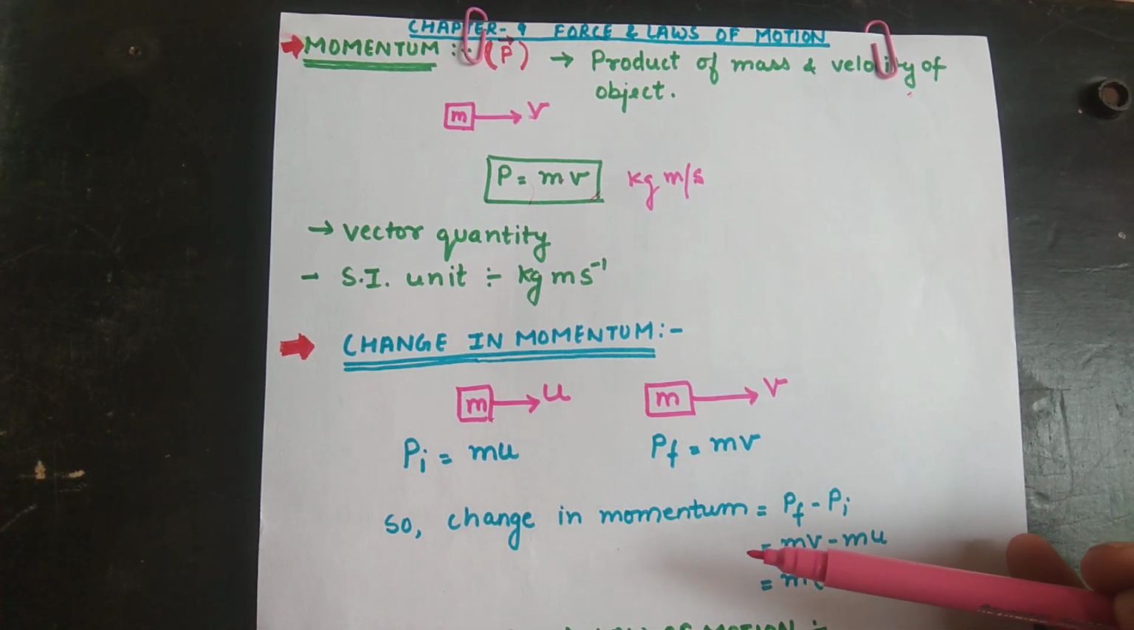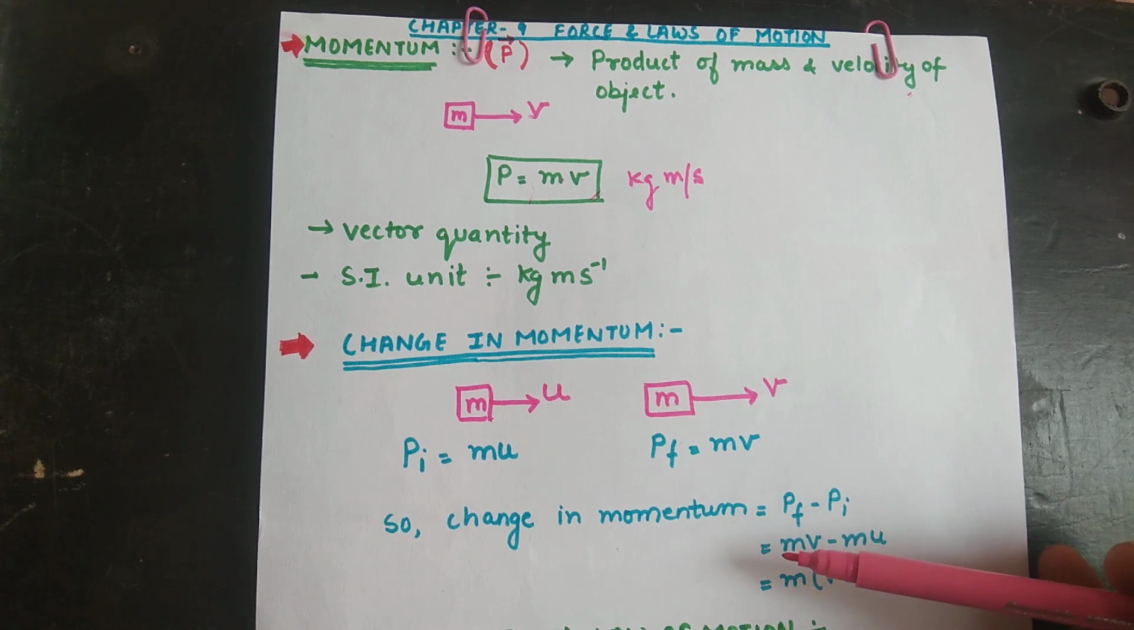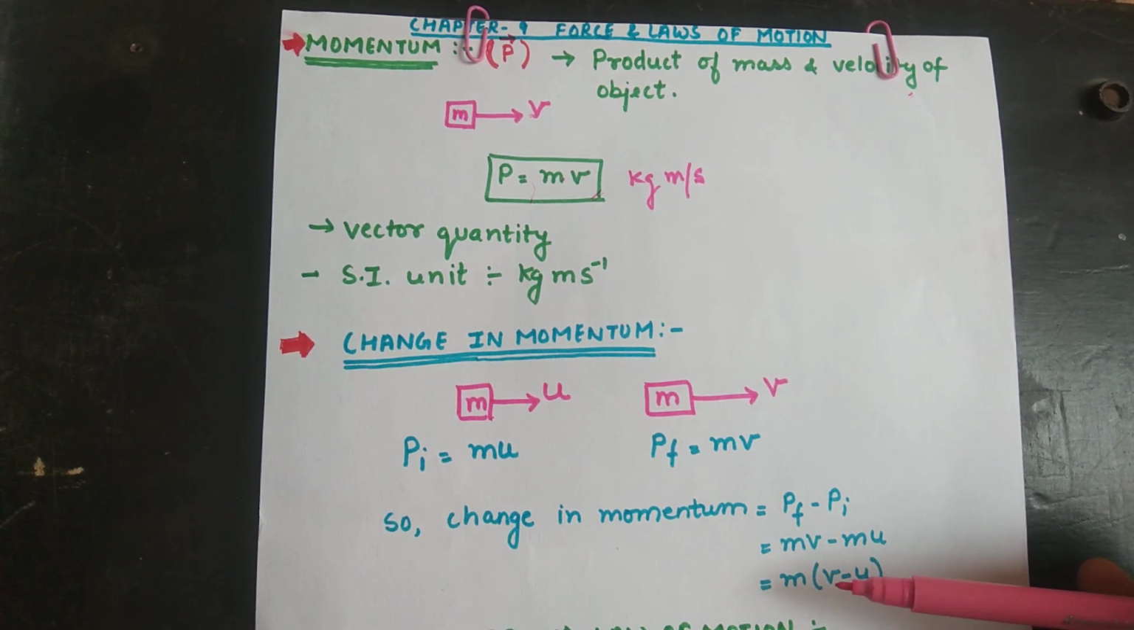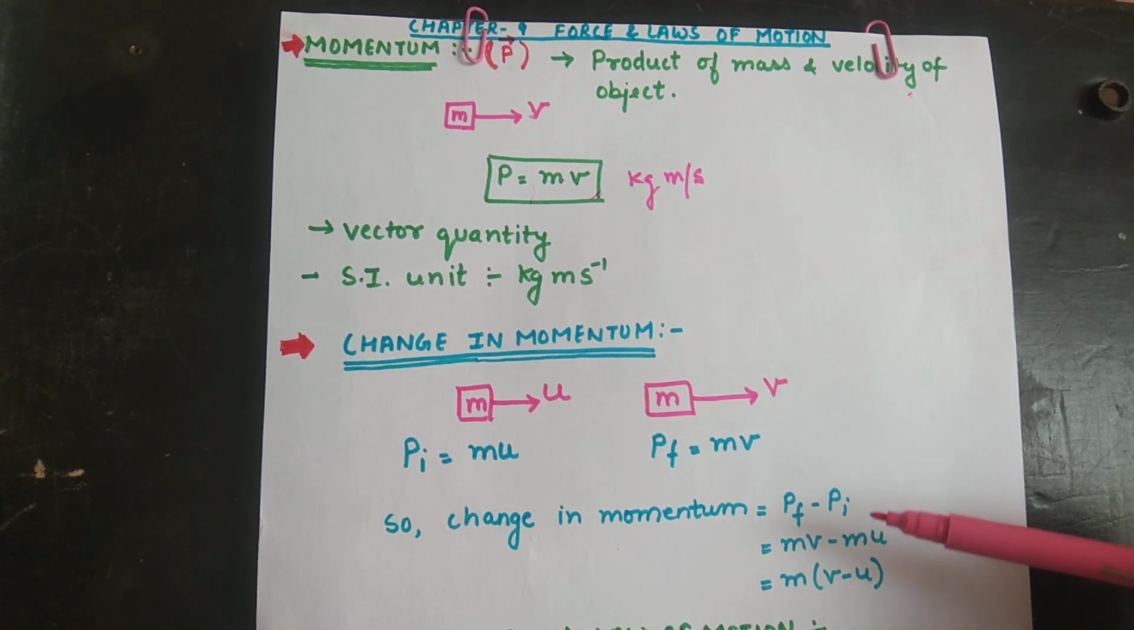In this case we will calculate the change in momentum. The change in momentum will be P final minus P initial, that is mv minus mu. m will be common, so it will be m into (v minus u). In this way we will calculate the change in momentum.